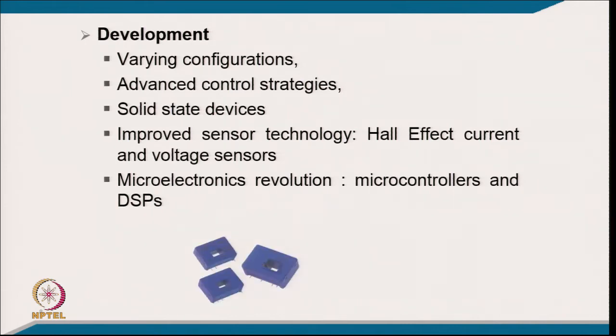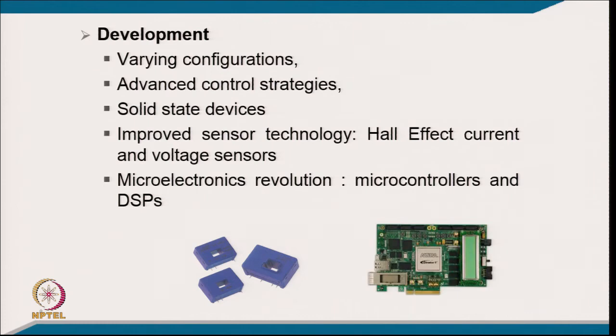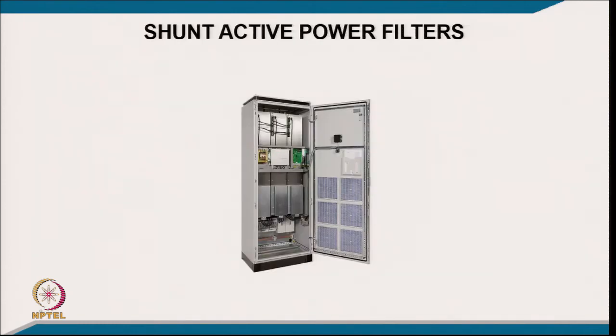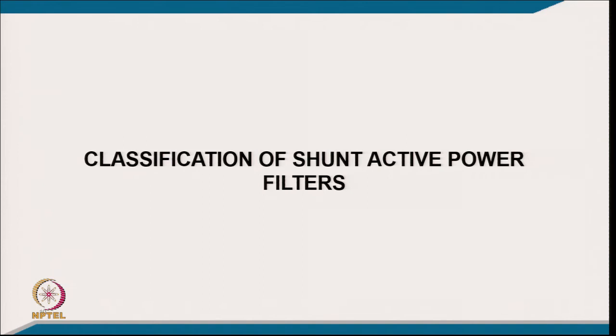And this is a typical Hall effect current sensor, and this is a kind of DSP board, how it looks, just to give an example. And this is typically an industry made shunt active filter with the cabinet. Now, coming to the classification of shunt active power filter.